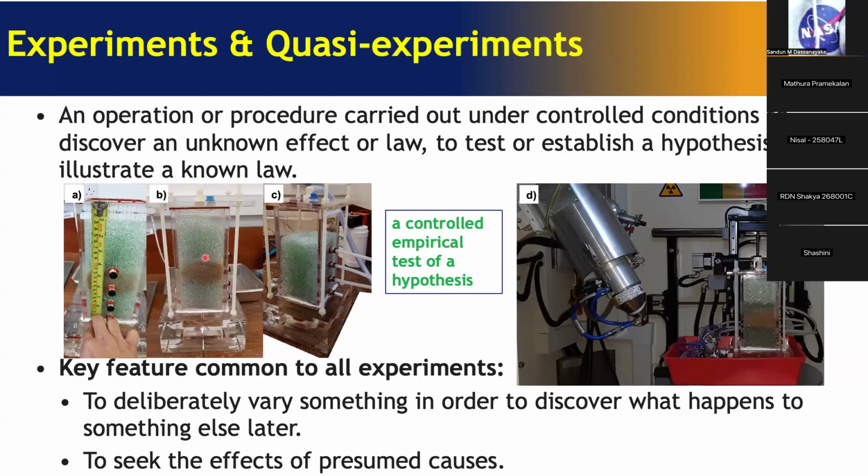So we change it with a known temperature, known temporal pulse, which means for every 2-3 minutes, we change the pressure to see whether bridging and unbridging happens in these interfaces. So to seek the effects of presumed causes. So the clogging and unclogging, that's what the technical term is.